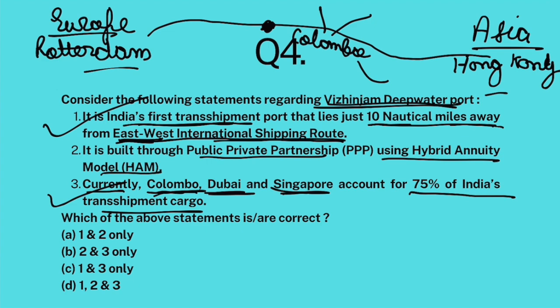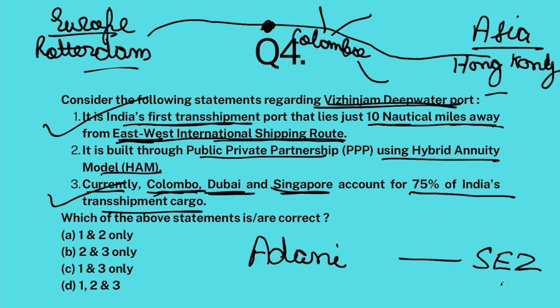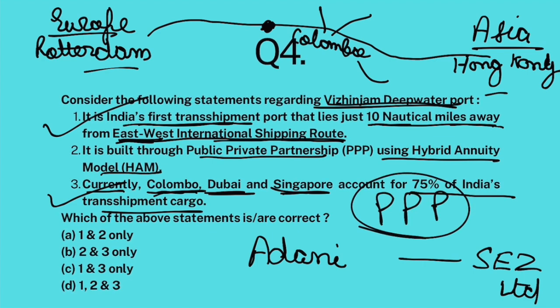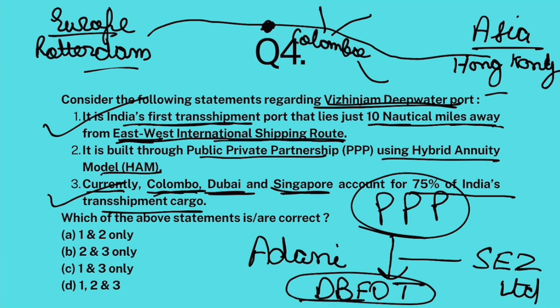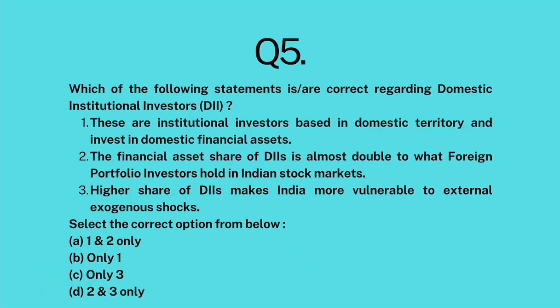So this is correct. Now, this seaport has been built by Adani Ports in collaboration with SEZ Limited, a government organization, through public-private partnership. Now, the public-private partnership model that was used to build this port was the design, build, finance, operate, transfer model, DBFOT model, not hybrid annuity model. So this is false, and the answer is 1 and 3 only.